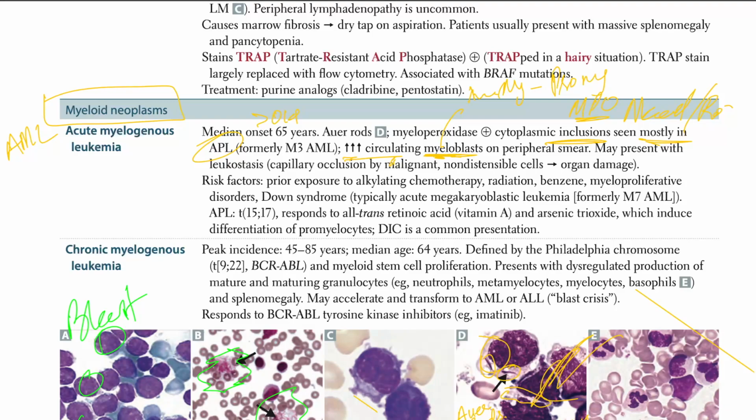The other name they can say is promyelocytes. Promyelocytes are circulating in the blood, which will also contain Auer rods, on the peripheral blood smear. It may present with leukostasis. Very important. What is leukostasis? It's capillary occlusion by malignant non-distensible cells leading to organ damage.